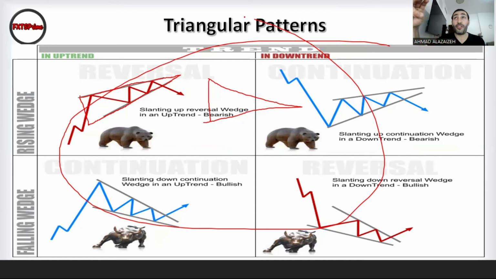You need to count them in the chart. If there are 2 or 3 continuation patterns in the chart, then that is the time, if there is another pattern, you can expect to see a reversal pattern. Please keep it in mind. I will repeat this again and again.